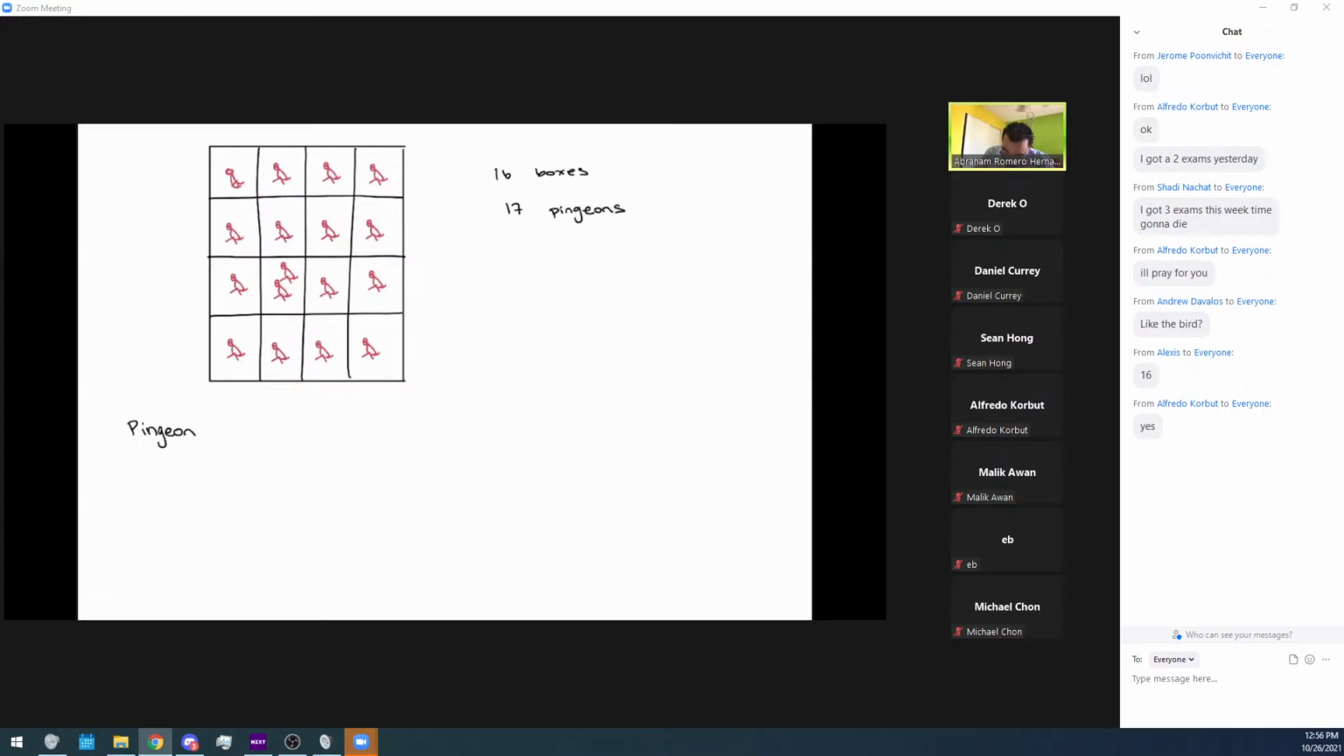The pigeonhole principle. Another name is the Dirichlet drawer principle. That's a German name. I'm sure I'm not pronouncing it right.